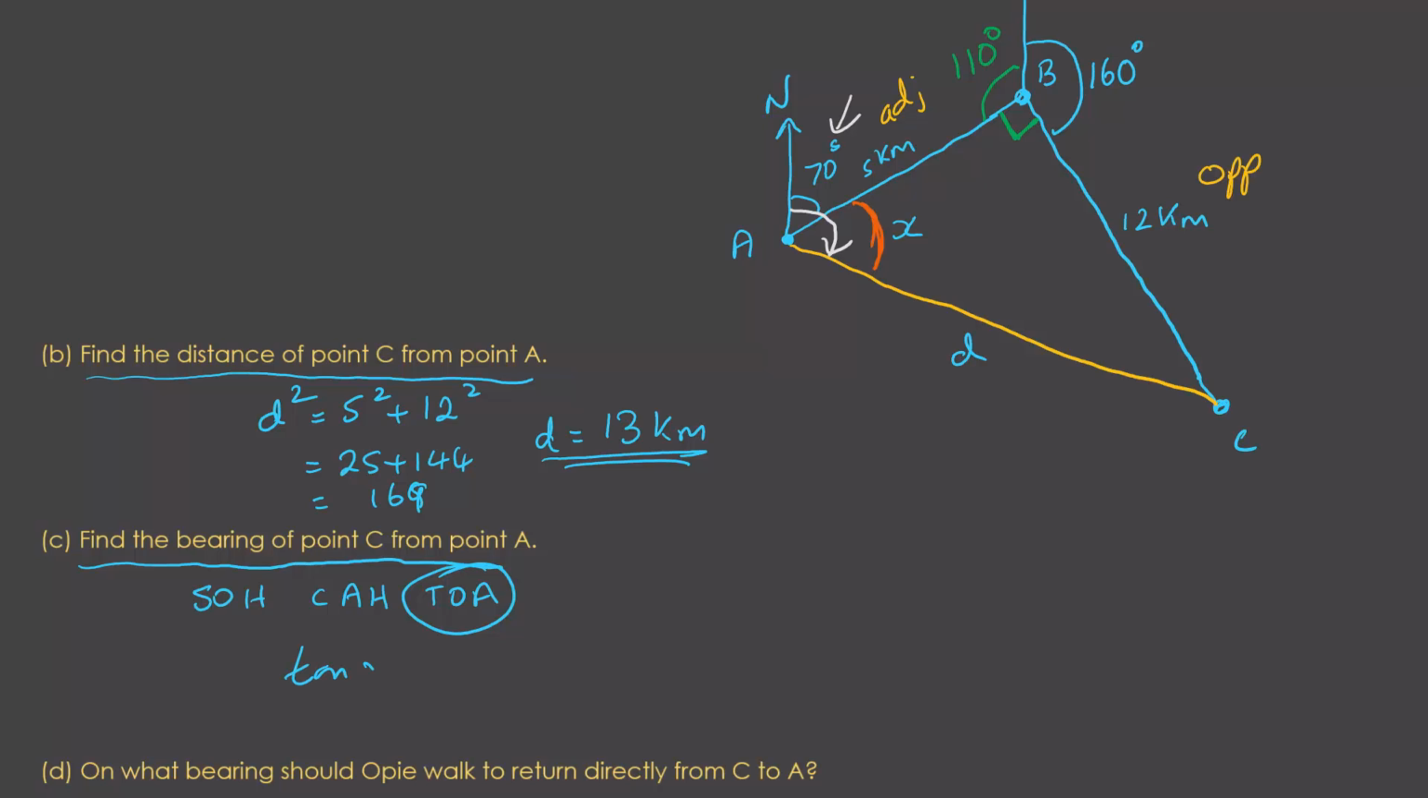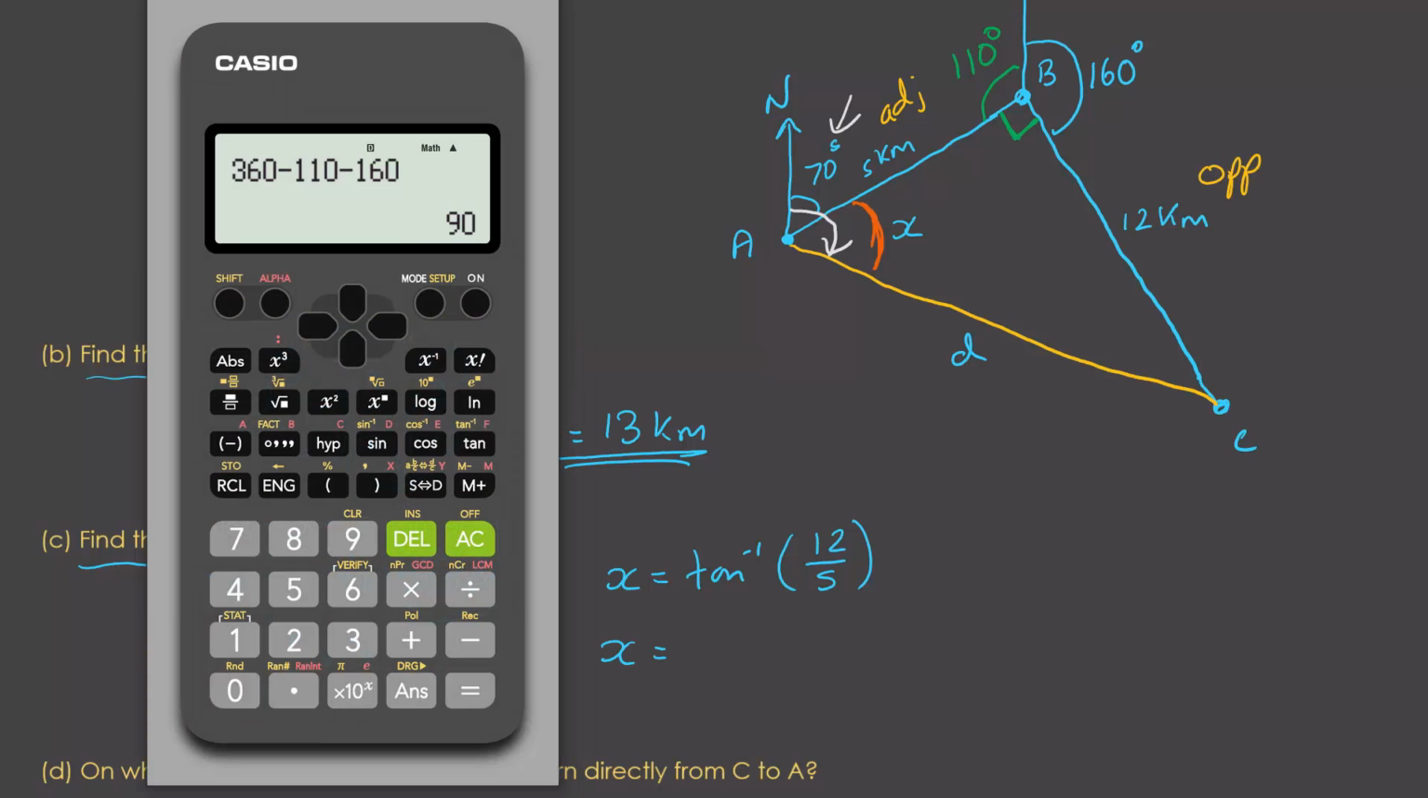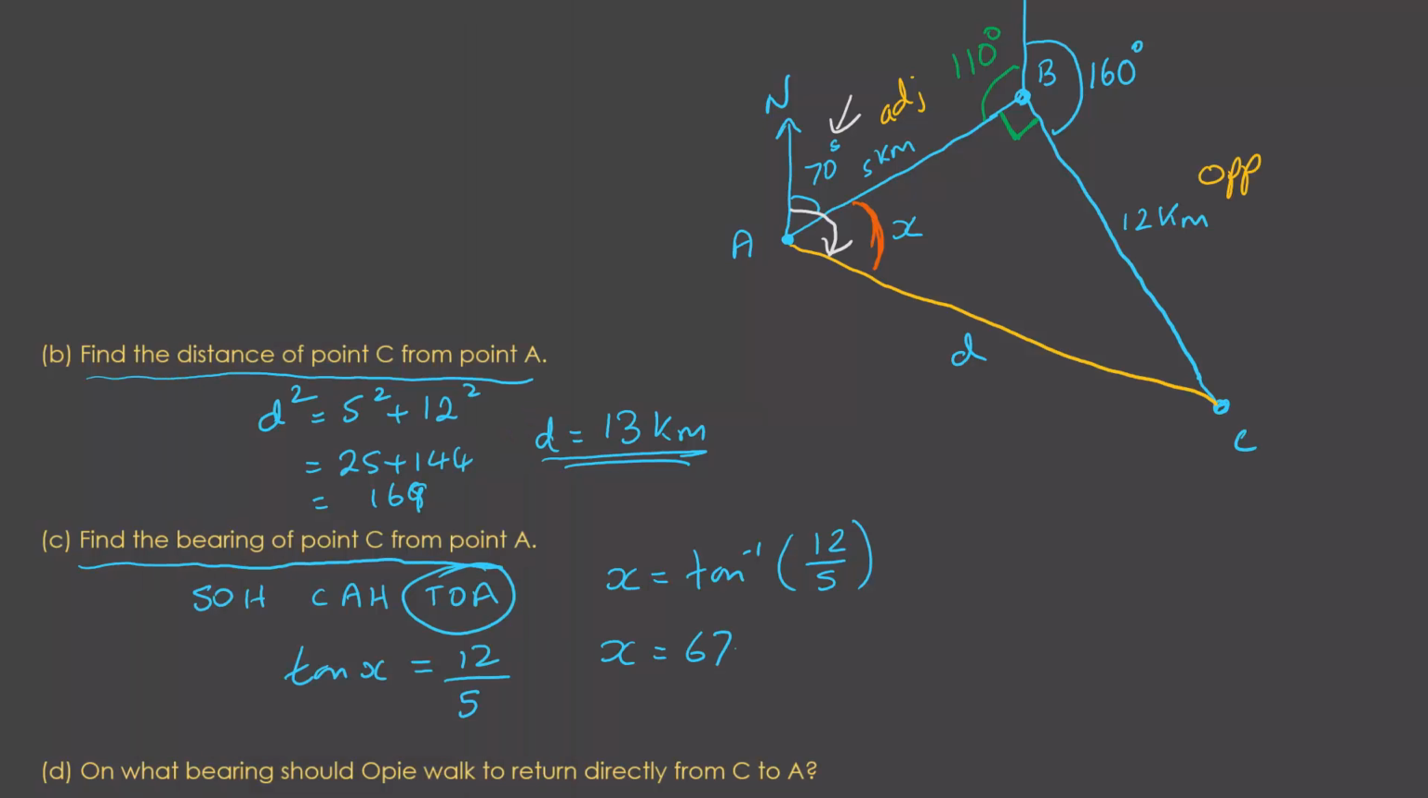So the tan of the angle X is equal to the length of the opposite, which is 12, over the length of the adjacent, which is 5. So X is going to be the inverse tan of 12 over 5. So we'll do inverse tan, 12 over 5 is 67.4 degrees.